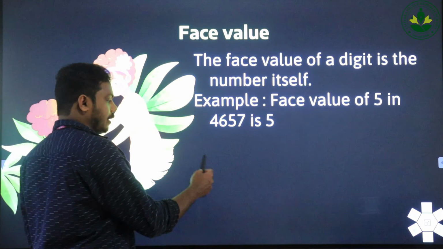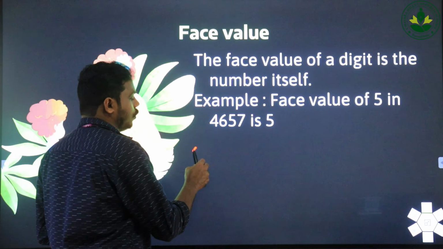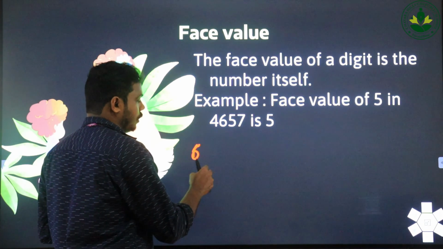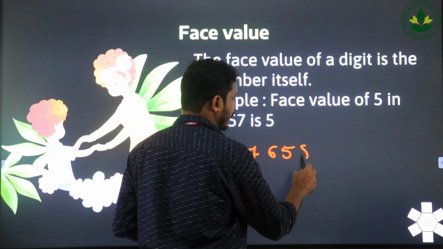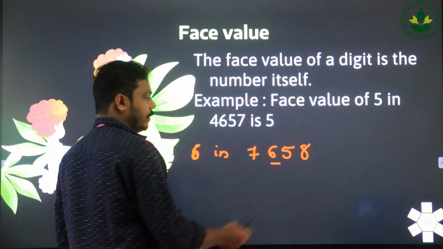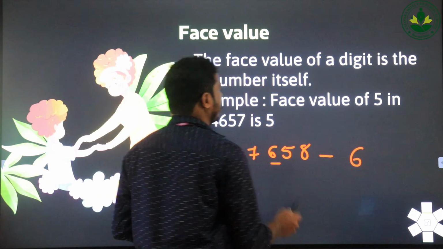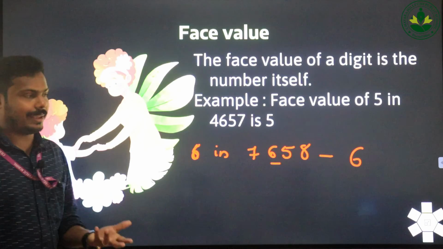Another example: the face value of 6 in 7658. We need to write the face value of 6. The face value of 6 is 6. The face value of a digit is the number itself.